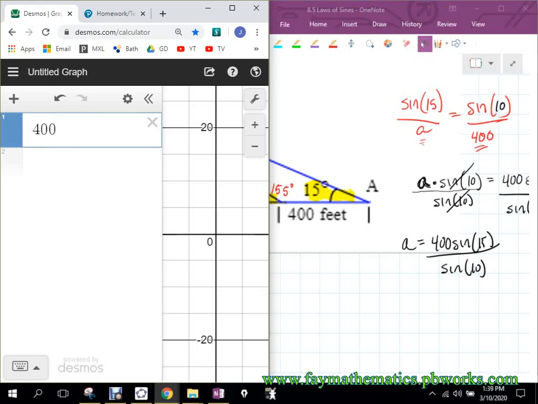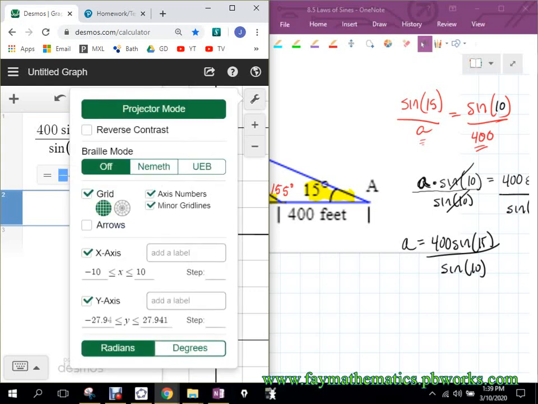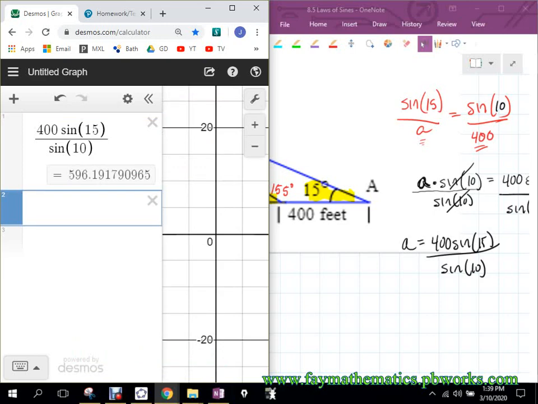So my suggestion to you, if you get this by hand, grab Desmos. It's so much easier, so much more efficient. I can type it in, and it gives me my answer, or it types it in the way I would have written it. Now I know this answer is wrong because it's talking about a distance, and distances can't be negative, right? Anybody know why it's giving me a negative distance? It's in radians. So I need to change that to degrees, and now I've got my distance.